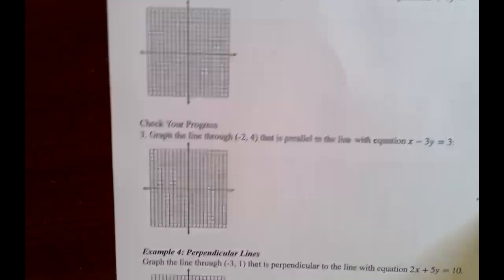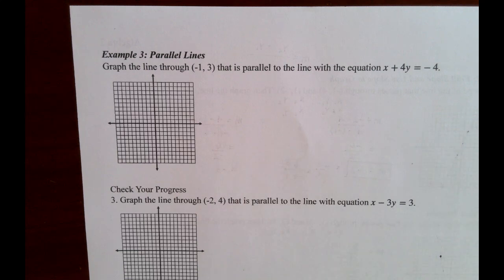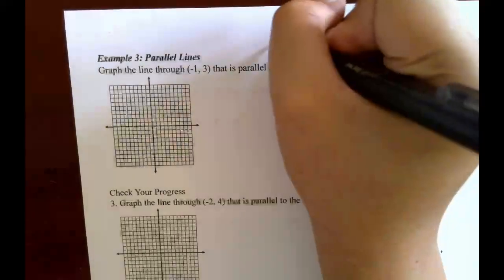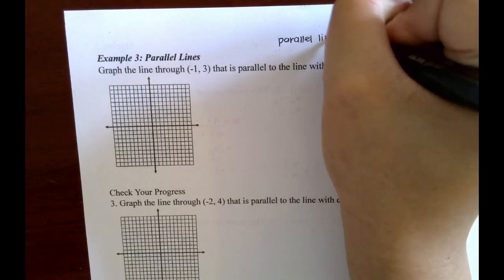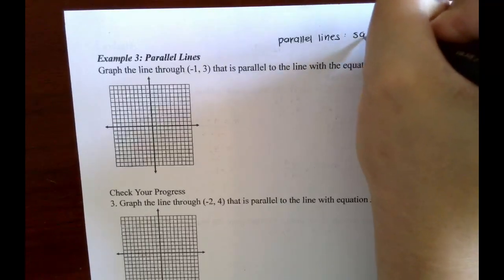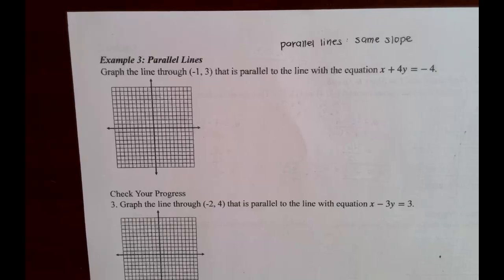So next is example 3. Okay. We want to graph lines that are parallel. So if you look, it should talk about what we know about parallel lines in your book on page 73. So make sure you look at that, especially as you're filling out your vocab. Okay. So one thing we know is that parallel lines have the same slope. Okay, so parallel lines should have the same slope.